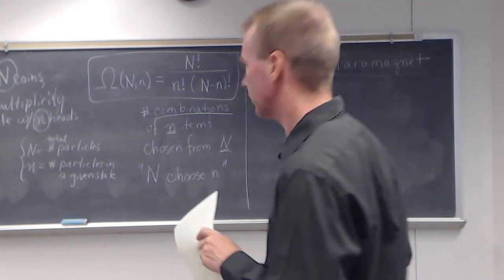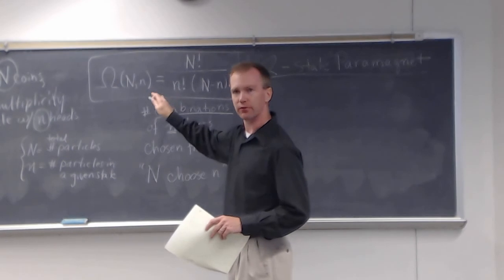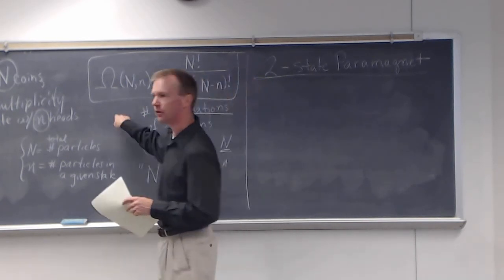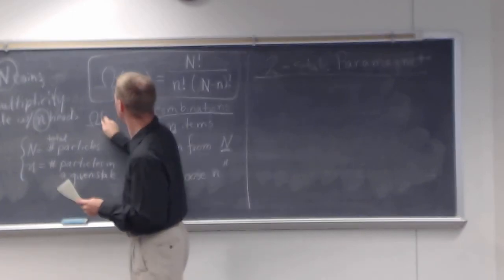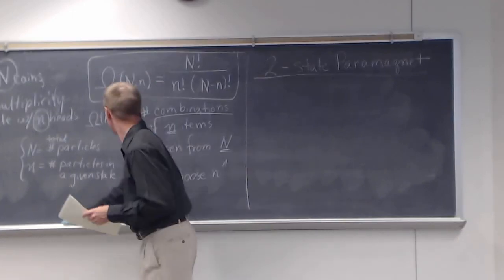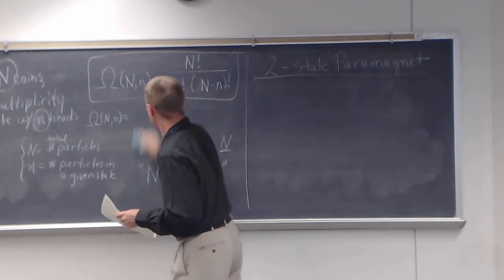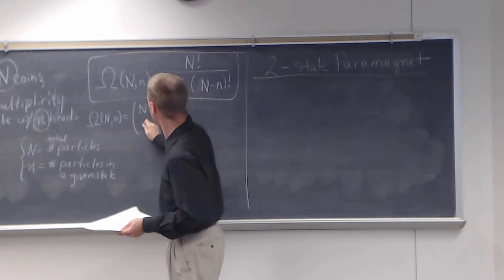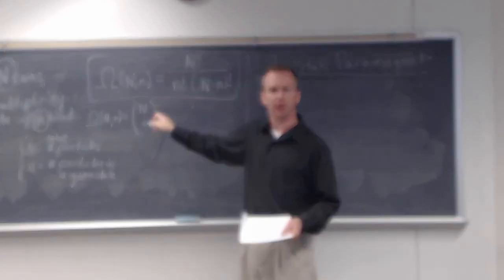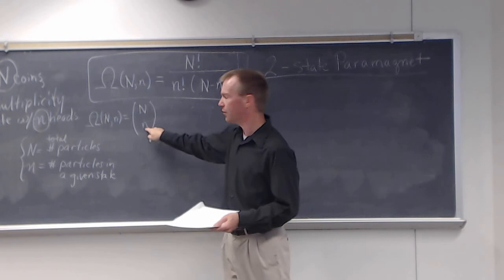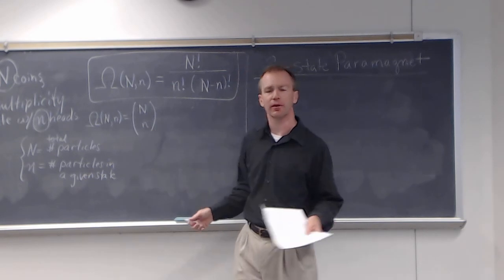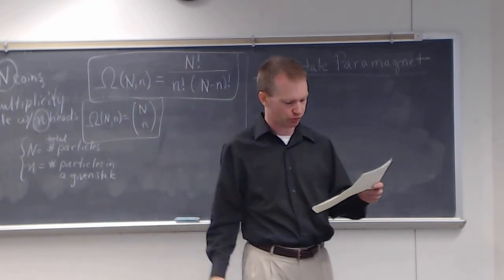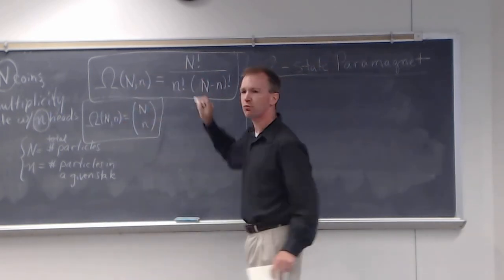One thing I realize now that I forgot is that there's a much more compact notation we can use. I'll squeeze it into here. Which is: the total number in the top, inside the parentheses, and the number you choose in the denominator, in the bottom. So we'll see that notation used. Whenever you see that notation, you write this out.